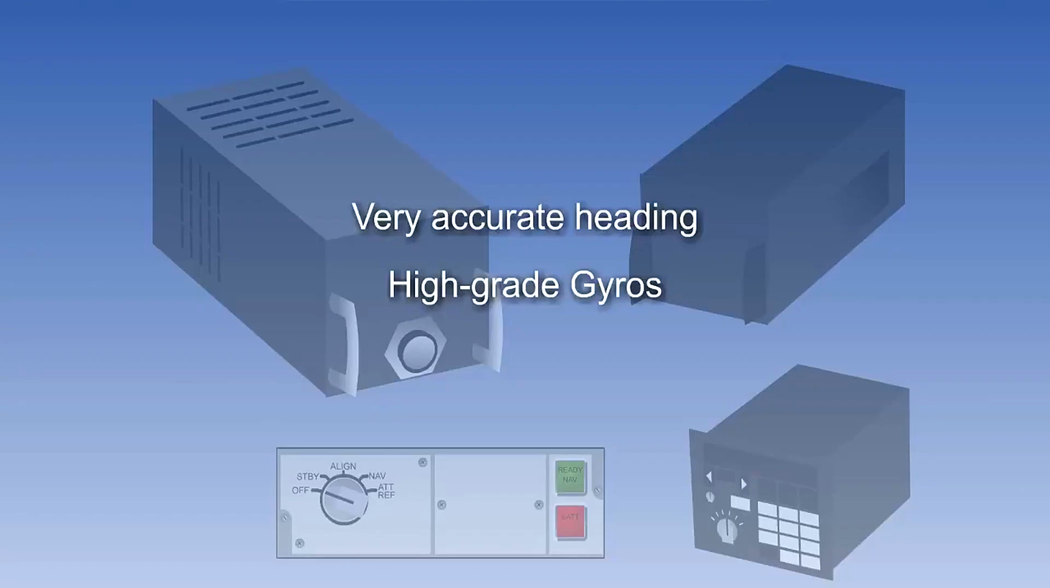INS calculates an initial true heading by detecting the Earth's spin, then relies entirely on high-grade gyros to maintain the accuracy. This will be explained later. INS can therefore be used for high latitude and polar navigation where the Earth's magnetic field may be weak, or the value of variation may be unreliable.